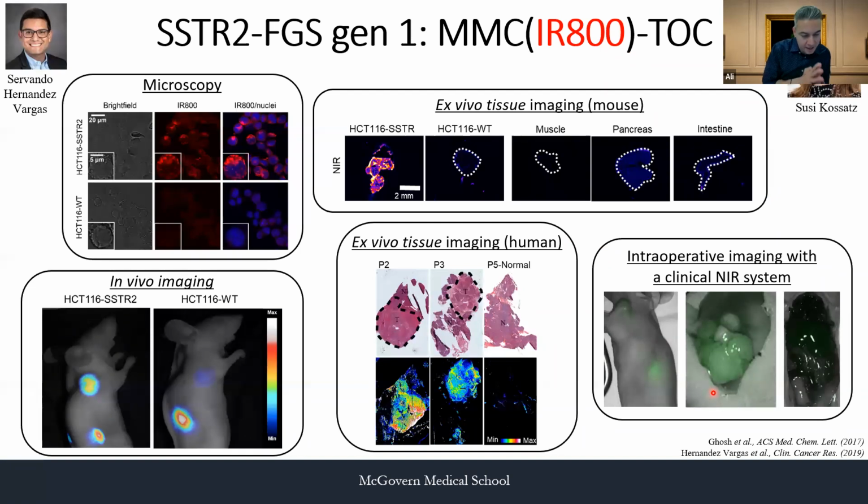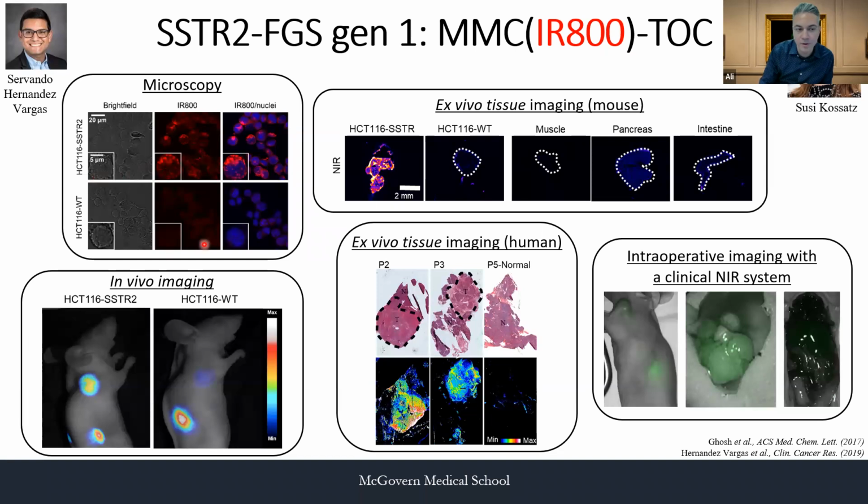I typically cringe if I see a slide that's packed with data when others present. Nevertheless, I'm doing that exact thing right here, but I want to make this really easy to digest. This is the work that we did with our Gen 1 agent, our SSTR2 Gen 1 agent, which is the MMC-TOC compound labeled with IRDye 800, the LI-COR dye. This work was led by the graduate student in my lab, Servando Hernandez Vargas. He's been an absolute leader in the entire project from its inception. And then we had a tremendous contribution from my colleague, Susie Casas, who was then at MSK and now is in Munich at TUM, to really help us merge the optical data with our experience in probe development and radiochemistry.